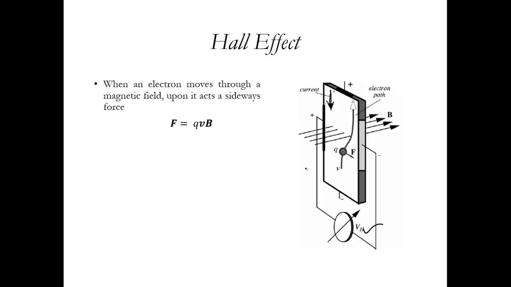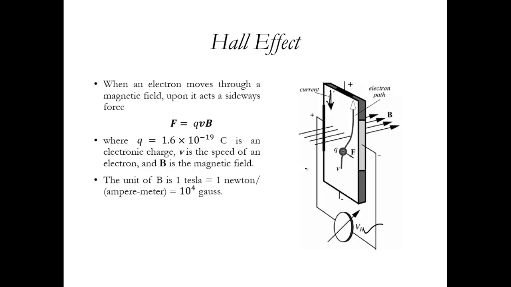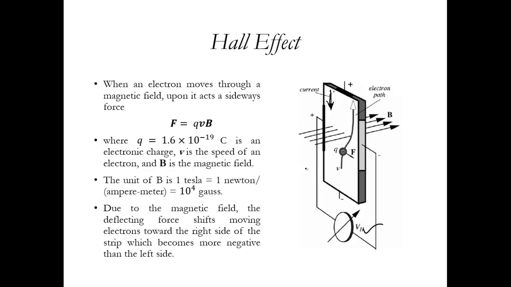So this is the amount of force that will act on the electron, which is proportional to the charge, the velocity of the electron, and also the magnetic field. Obviously, due to the magnetic field, this deflecting force shifts the moving electrons towards one side of the strip, which becomes more negative than the other side, which develops a voltage. So this is the Hall voltage, or Hall potential difference, or you can say a transverse potential difference VH that is developed.